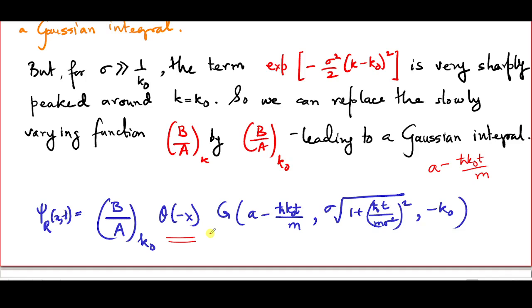It becomes significant only when the Gaussian becomes significant for negative x, and that happens only at times exceeding ma over h cross k0, times exceeding t0, by which time the incident wave packet has gone and nearly struck the barrier, and the reflected wave packet is now starting to be born and showing its face to the left of the barrier.